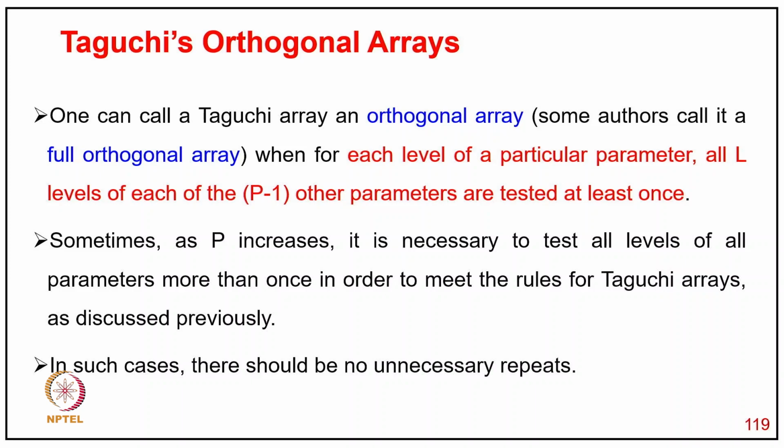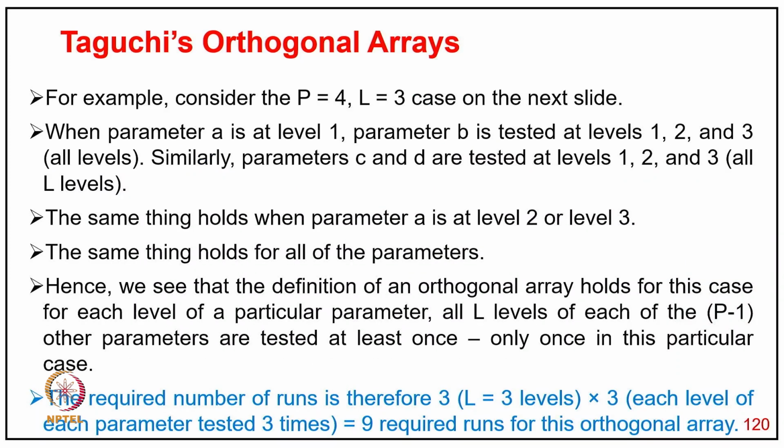no unnecessary repeats. So for example, consider the p equal to 4, L equal to 3 case on the next slide. When parameter A is at level 1, parameter B is tested at levels 1 to 3, all levels, and similarly parameters C and D are tested for levels 1 to 3, all L levels, and the same thing holds when parameter A is at level 2 or level 3. So the same thing holds for all of the parameters.